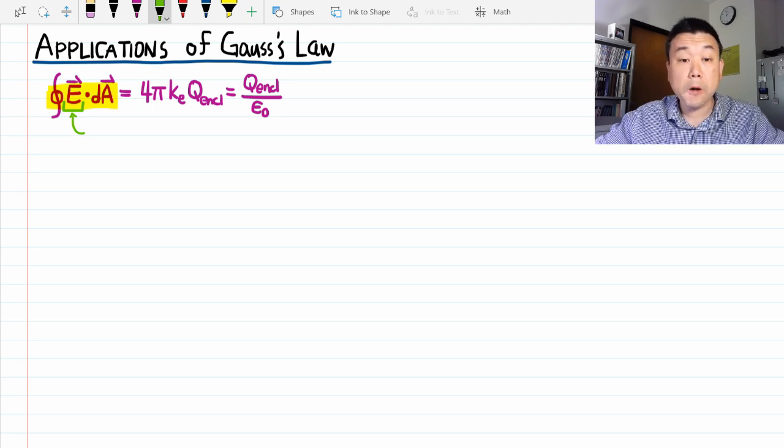So as far as applications of Gauss's law go, what will be really important will be symmetry. Because if you have symmetry, this is what we might be able to do. We might be able to make an argument that this electric field is constant over some area we are dealing with, and then we can pull this out of the integral, thereby avoiding the need to do any actual integral and solve for the electric field.